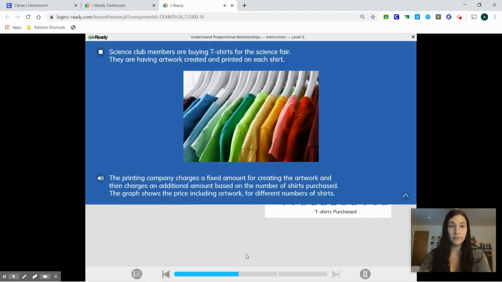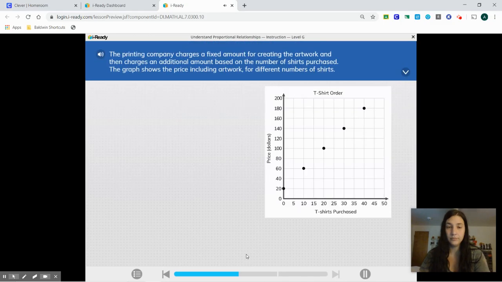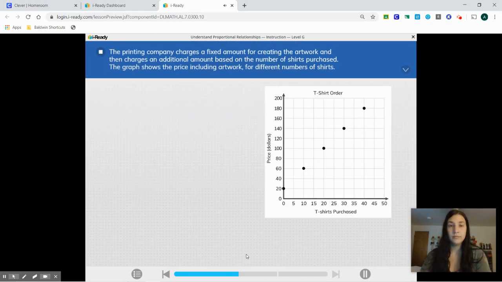Science Club members are buying t-shirts for the science fair. They are having artwork created and printed on each shirt. The printing company charges a fixed amount for creating the artwork, and then charges an additional amount based on the number of shirts purchased. The graph shows the price, including artwork, for different numbers of shirts.